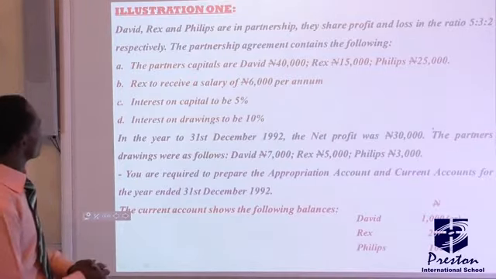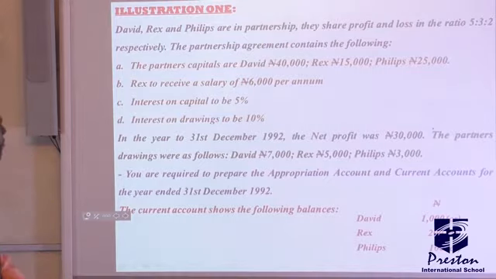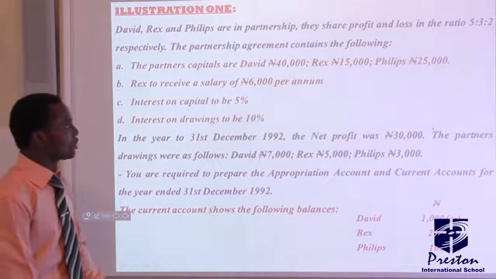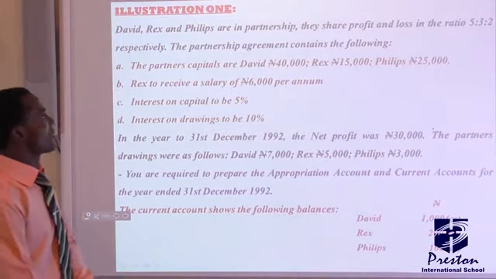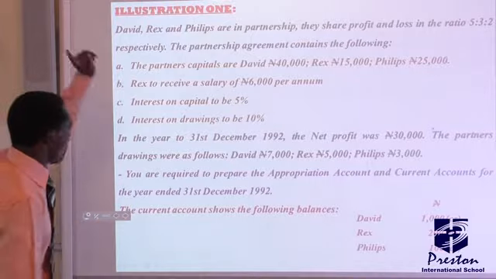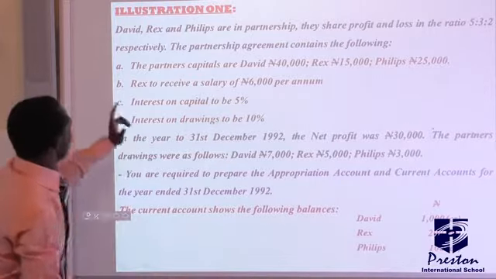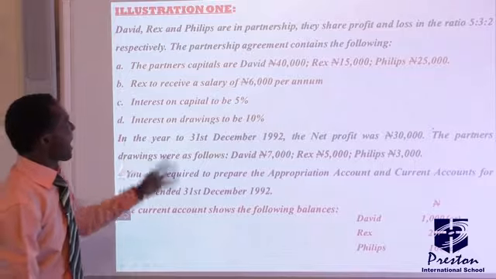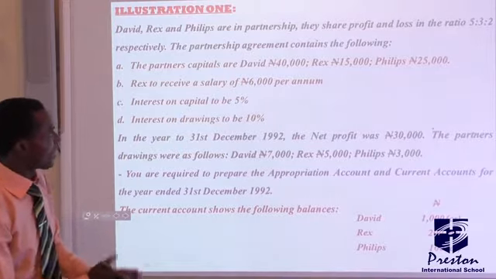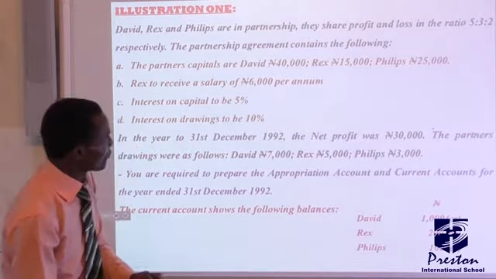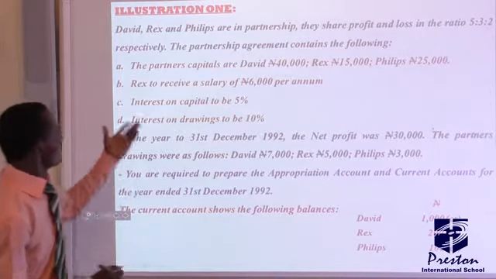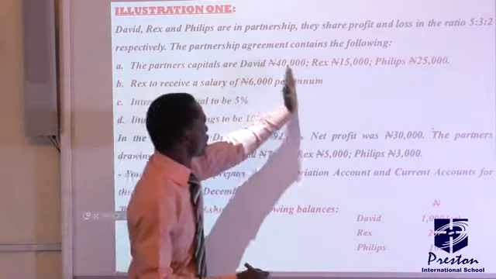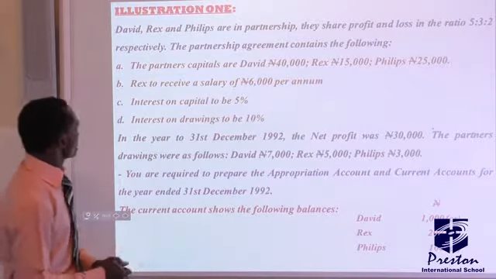This is an illustration for us. David, Rex, and Phillips are in partnership. They share profit and loss in the ratio 5, 3, and 2, respectively. The partnership agreement contains the following. Number 1. The partners' capital are David 40,000 naira, Rex 15,000 naira, and Phillips 25,000 naira. So these are their contributions to the business.